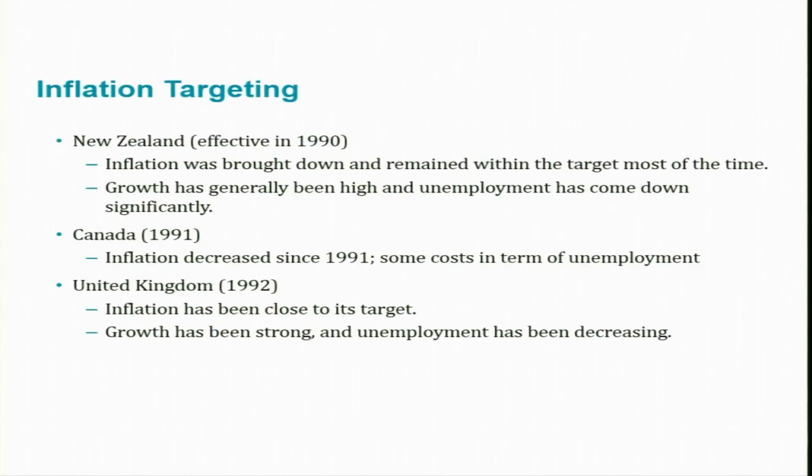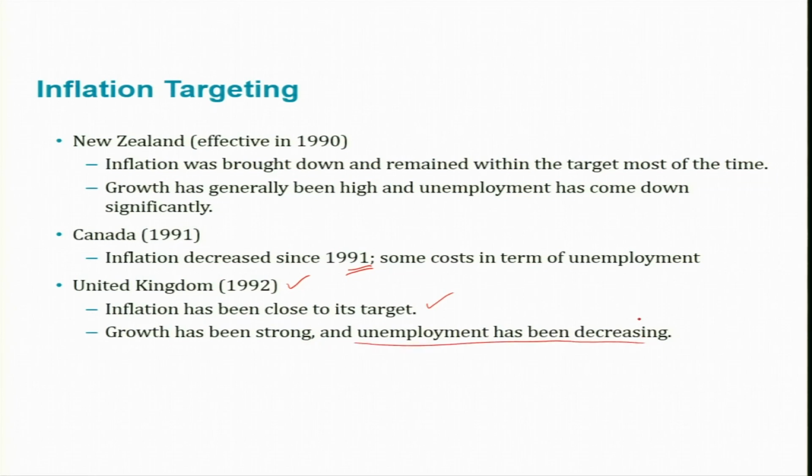Then other countries followed. Canada made a joint announcement by the Minister of Finance and the Governor of the Bank of Canada, and established a formal inflation target in 1991. Empirical evidence suggests that inflation decreased after 1991. Then the United Kingdom adopted an inflation target as its nominal anchor in 1992, initially setting a target of 1% to 4%. In 1997, the inflation target was set at 2.5%, and again the evidence suggests that they were able to achieve the target. Inflation has been close to its target, growth has been strong, and unemployment has been decreasing.